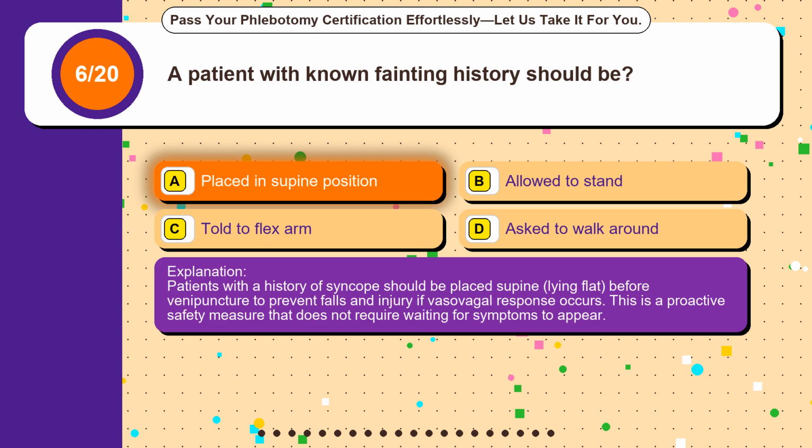Patients with a history of syncope should be placed supine, lying flat, before venipuncture to prevent falls and injury if a vasovagal response occurs. This is a proactive safety measure that does not require waiting for symptoms to appear.